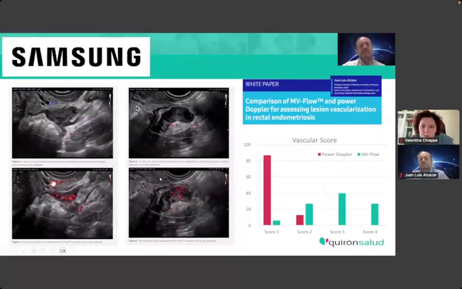Actually, we performed a study with 30 cases. You can see that when you use power Doppler, about 87% of the cases you will have a score 1, 13% of the cases you will have a score 2. But when you use MB flow, in about 3/4 of the cases, you will find a score 2 to 4. Particularly, 2/3 will have a score 3 and 4. So clearly, this is a very interesting issue.